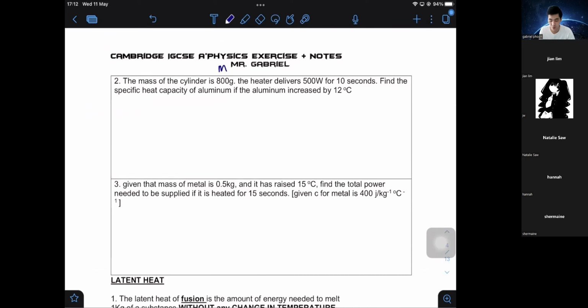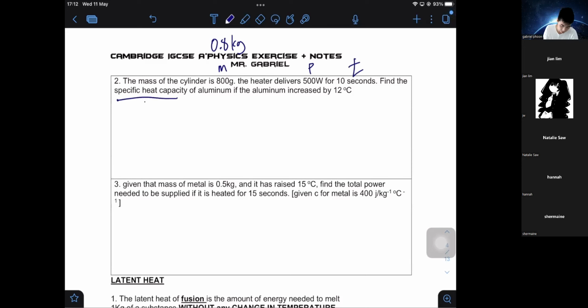Some of you guys may even use the calculation as 800, but I know for a fact that the standard unit for mass is supposed to be kg, guys. So essentially, it's going to be 0.8 kg here. I usually like to write it down before I even do the calculation. That way, you don't confuse yourself later on, right? So the heater delivers 500 watts, which is obviously the power, for 10 seconds, which is obviously the time.